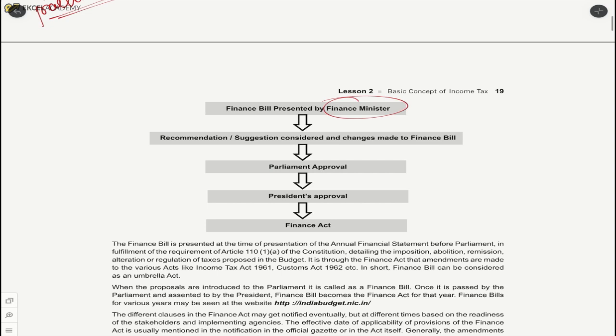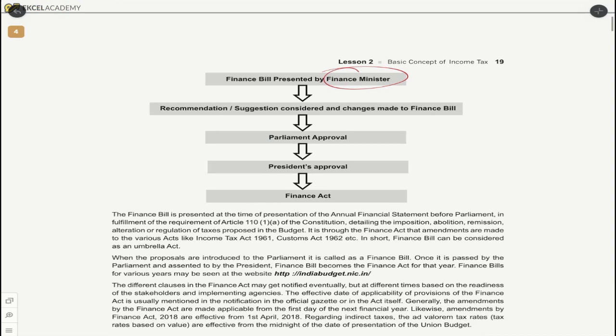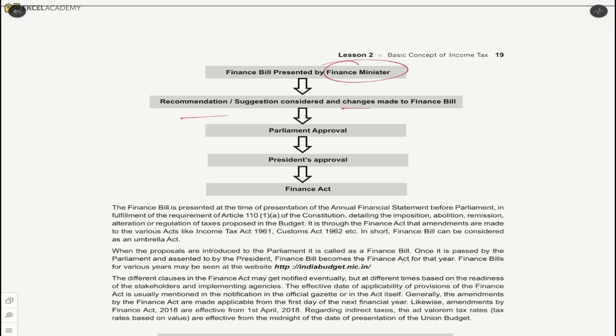So now who will present the finance bill? It will be presented by the finance minister. If you have noticed, it was presented by Ms. Nirmala Sitharaman recently. And then there will be recommendations or suggestions considered and changes made to the finance bill. Once it is presented, it will be up for debate. So it will be debated upon, and if there are any changes which can be incorporated, such changes will be incorporated. And then once the parliament approves, it will be sent to the president. And if the president gives his assent thereto, then it becomes the Finance Act.